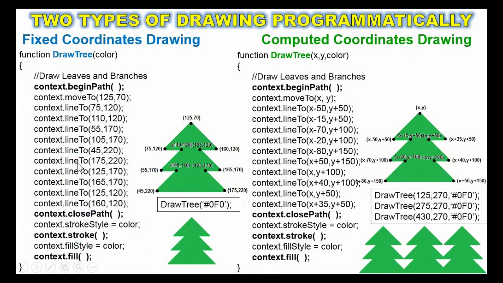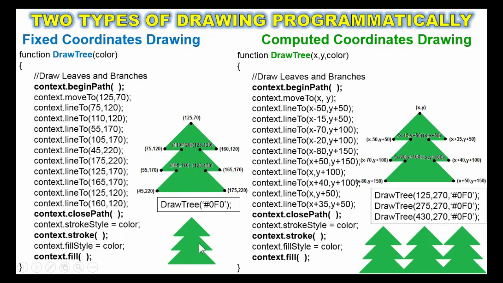The definition of the function draw tree with a formal parameter color is an example of a fixed coordinates drawing. Calling the function draw tree and passing a green color will draw a tree at a specified fixed location, like this.